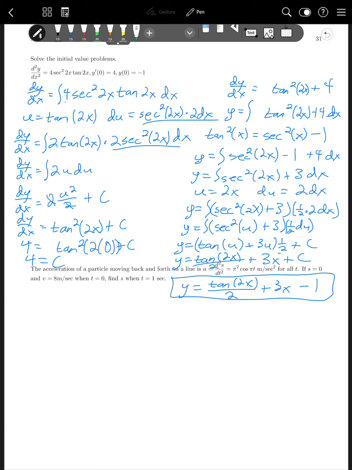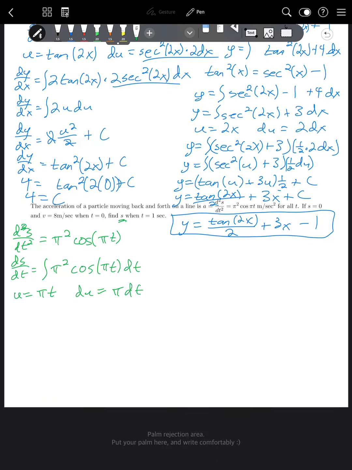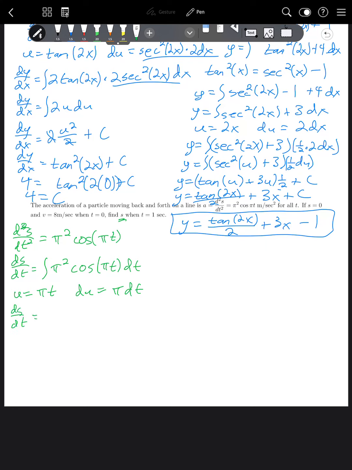So the first thing you have to do is find s. Okay, so to do that, we start off with d squared s over dt squared, the second derivative, equals pi squared cosine of pi t dt. Okay, and so to find ds dt, we are going to find the indefinite integral of this. So we're going to need to use substitution. I would use u equals pi t. So that means du equals pi dt. And so I could rewrite this as ds dt equals pi cosine of pi t times pi dt.